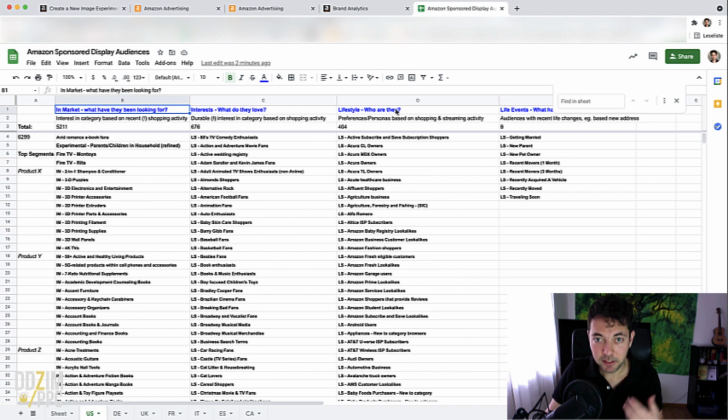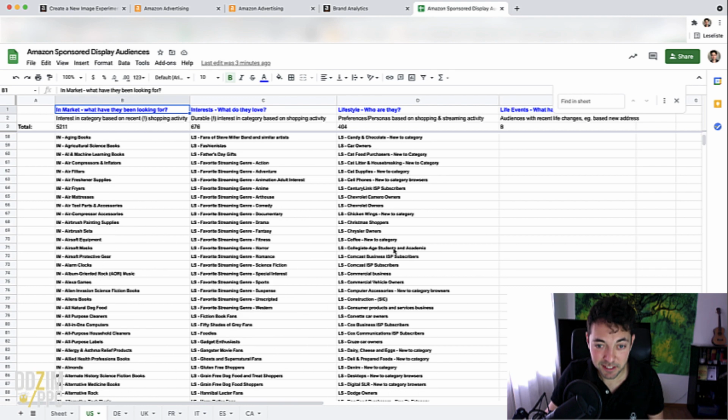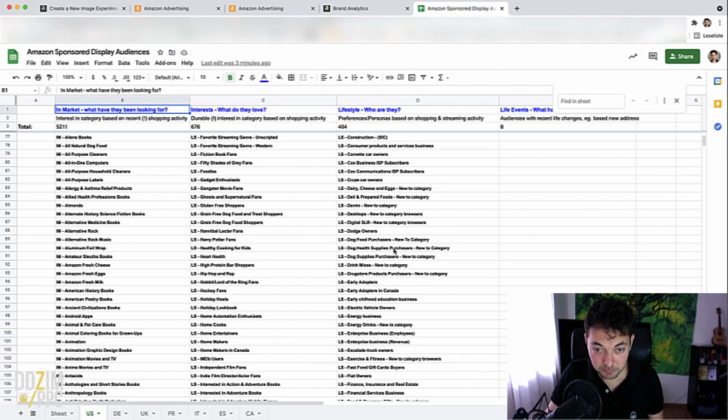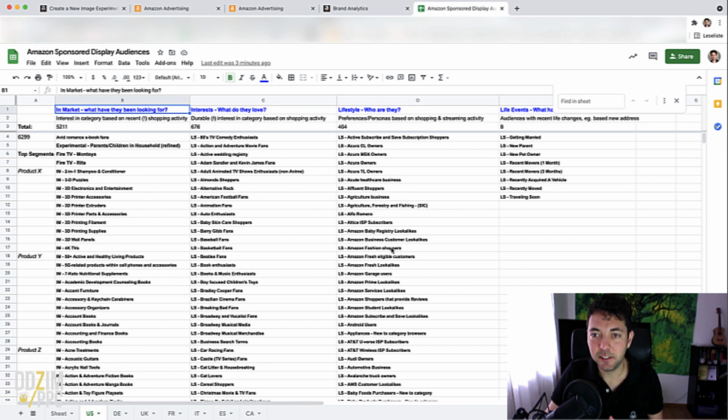And then we have lifestyle. This is kind of a persona thing. So who are they, based on their shopping and streaming activity? Here you'll find things like owners of various things. They might be a truck owner, and the truck owner might need various things for long drives that you could sell, or you could go by that as well. So yeah, exciting stuff here to test out.